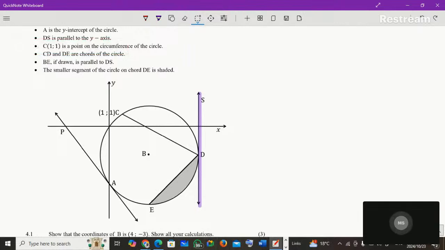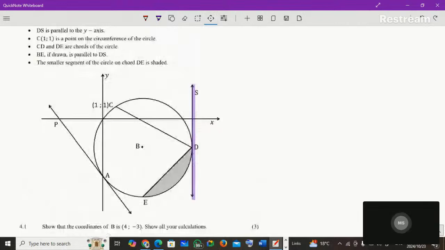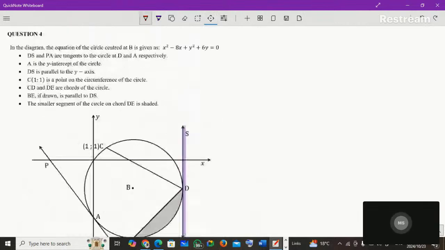Let's go without wasting time to the first question. The first question is to show that the coordinates of B, which is the center, are (4, -3). So using what you have, which is the equation they gave us, x squared minus 8x plus y squared plus 6y is equal to 0. Then from here, how do you get the center?